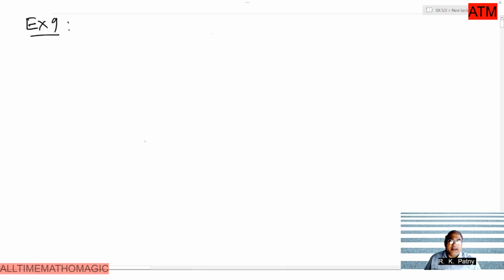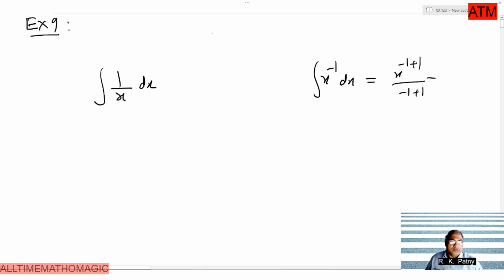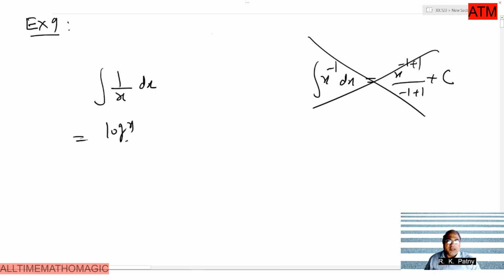Before taking the next example, I would like to tell you about integration of 1 upon x with respect to x. Whenever the integration of 1 upon x is there, don't write it like this. This is wrong. This is totally wrong. This is not allowed. So integration of 1 upon x with respect to x is nothing but log of x to the base e plus c. Remember that. So now we will do one more problem in which 1 upon x is also coming.